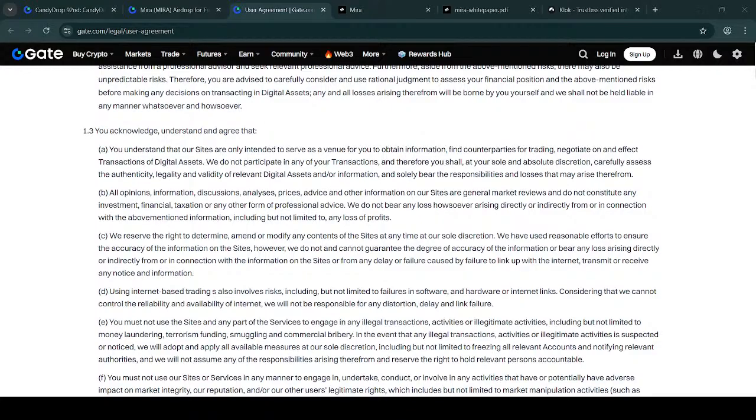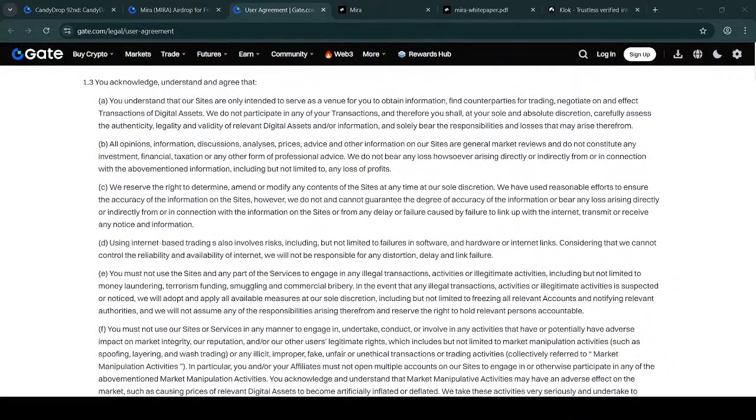So all opinions, information, discussion, analysis, price advice and other information on our site and this general market review do not constitute any investment, financial, taxation or any other form of professional advice. We do not bear any loss arising directly or indirectly from any form of income connected with the above information, including but not limited to any loss and profit.